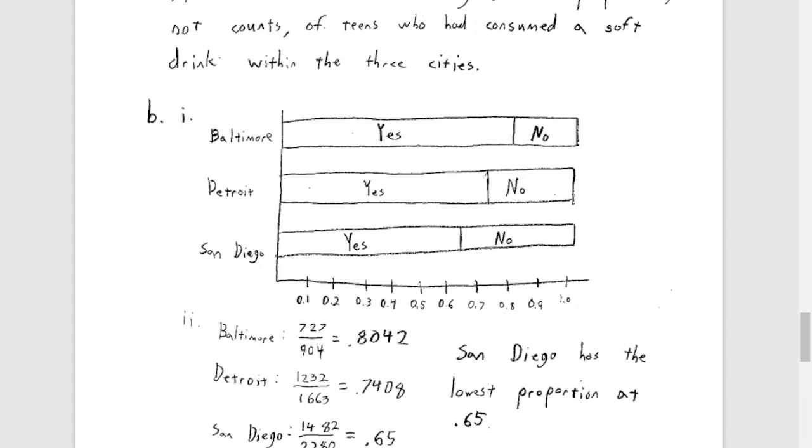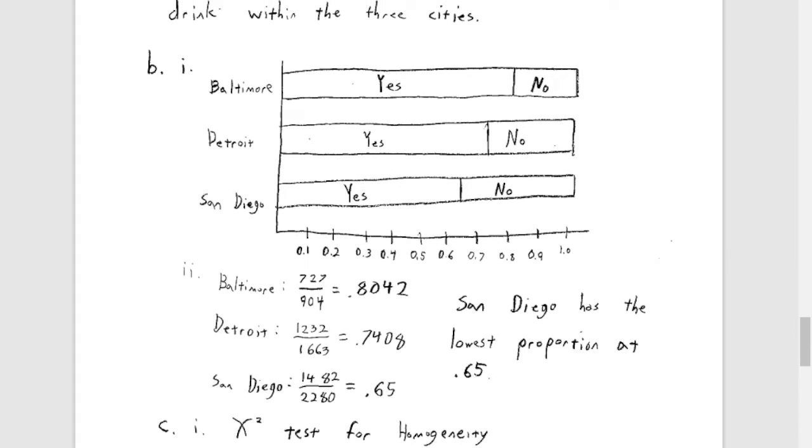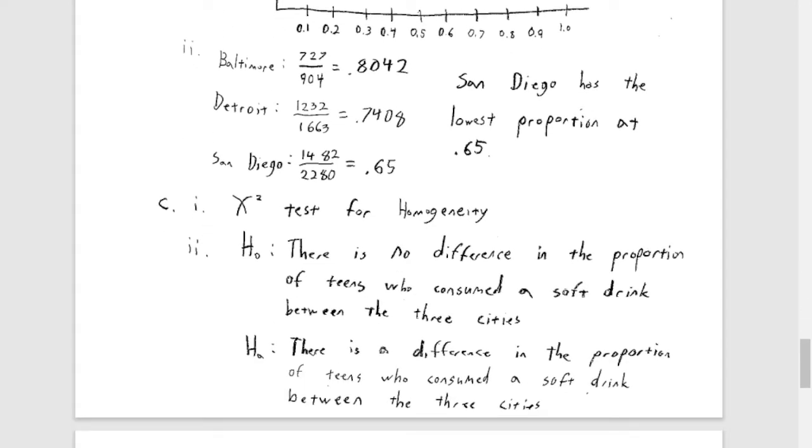Then on part C, an inference procedure for investigating whether there's a difference among the cities. So we have the variable, which is the proportion. That's the single variable that we're using. And we're seeing if the proportions are the same among all three. Chi-square test for homogeneity. The null hypothesis would be that there's no difference between those proportions, and the alternative would be that there is a difference between the proportions.